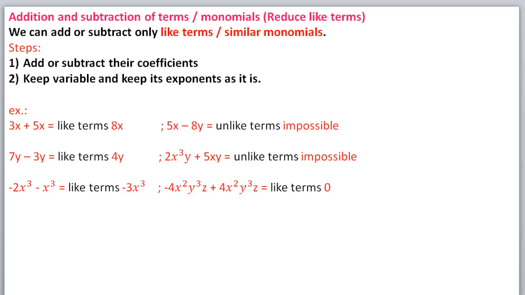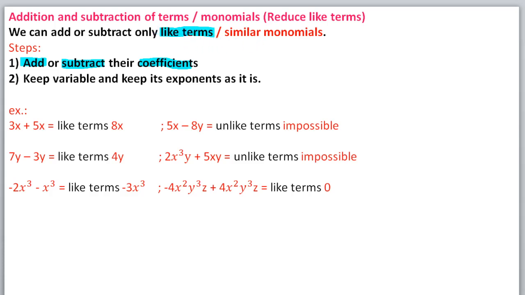Addition and subtraction. How to add two terms together. Okay, so steps. Steps to add monomials is to add or subtract their coefficients, and keep the variable and keep its exponents as it is. Okay, but in which way? One, we have only like terms, only the like terms.